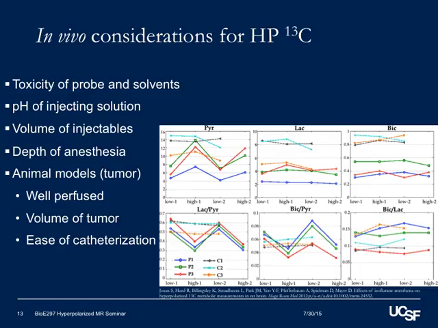pH of the injecting solution. You cannot just put in 80 millimolar of pyruvic acid into an animal without neutralizing it. The volume of the injectables. Again, in vivo experiments can be time consuming. So the animal would be in the magnet for 3 or 4 hours, depending upon the number of shots. And so you cannot keep injecting 300 or 400 microliters, considering the catheter volume and everything.